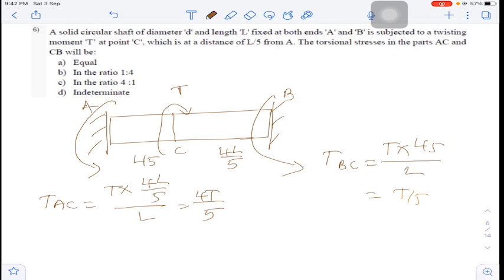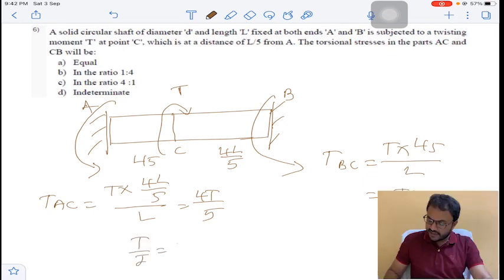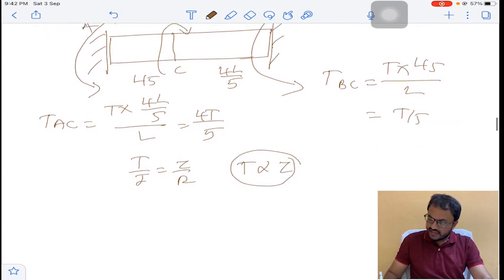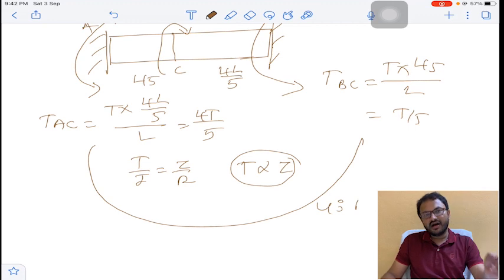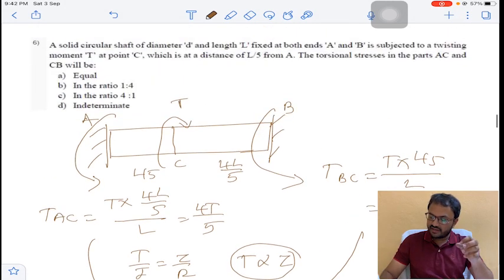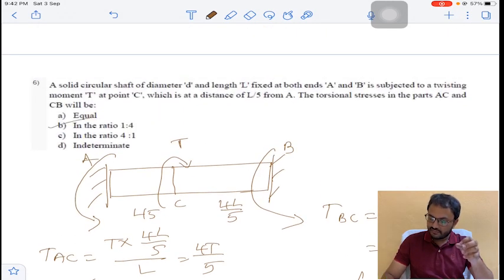So from the expression T by J is equal to tau by R, T is directly proportional to tau. Here the ratios are 4:1 in the form of torque. As torque is directly proportional to shear stress, the shear stresses developed in the portion AC as well as in BC are in the ratio of 4:1. So the answer is C for question number 6.